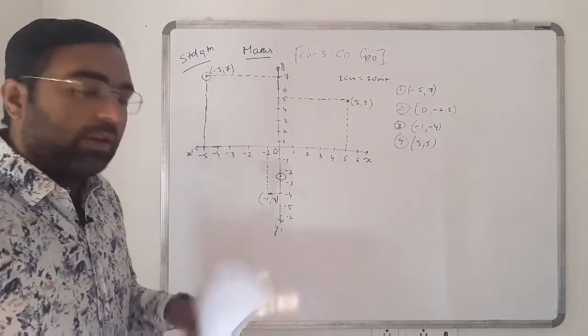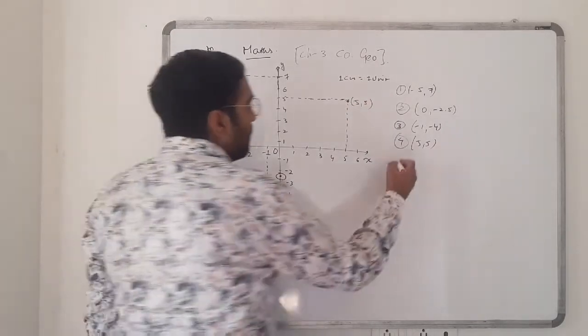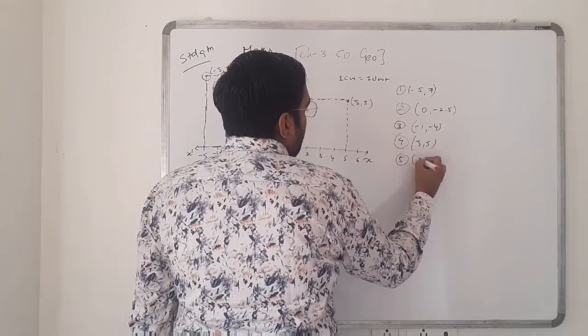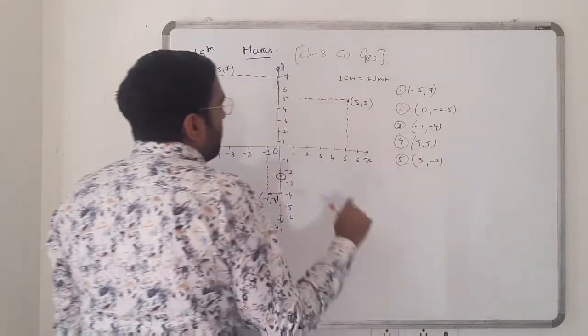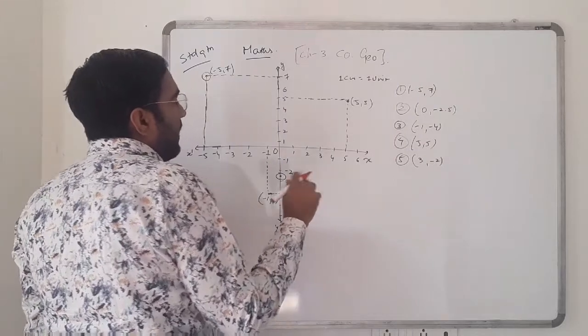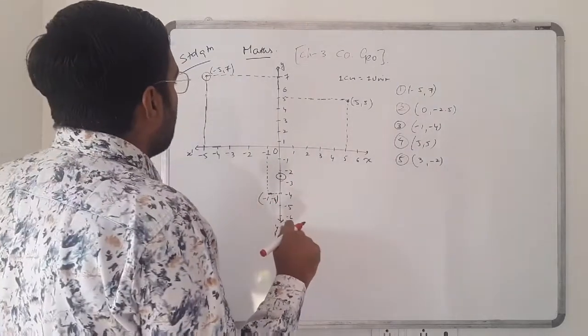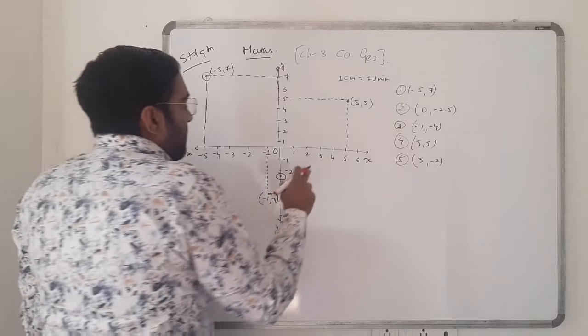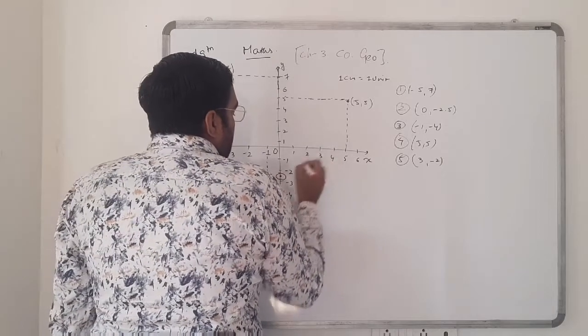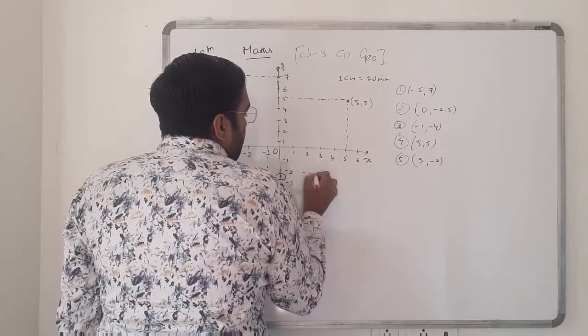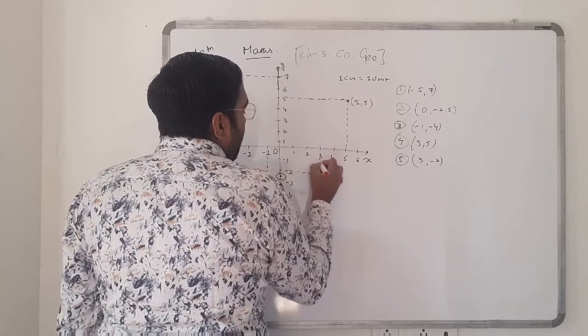Next is 3 comma minus 2. In the x-axis we take 3 and in the y-axis minus 2. So your point is here.